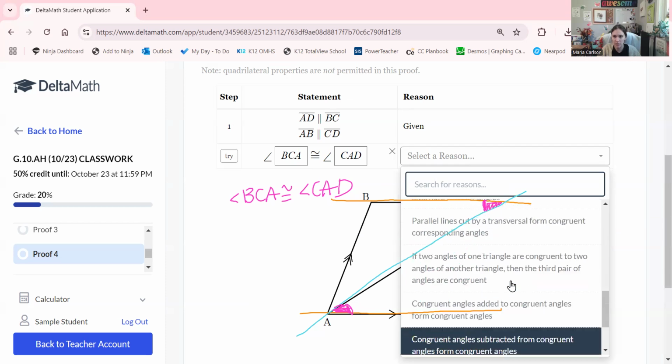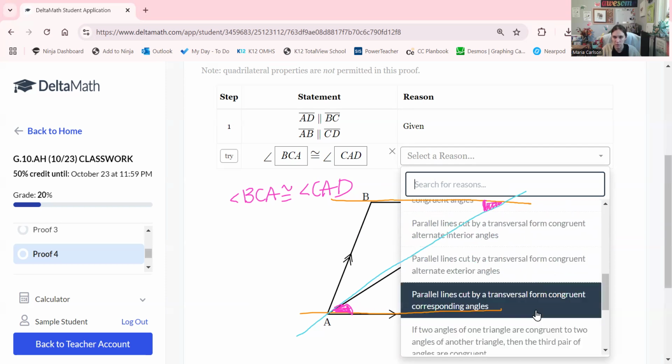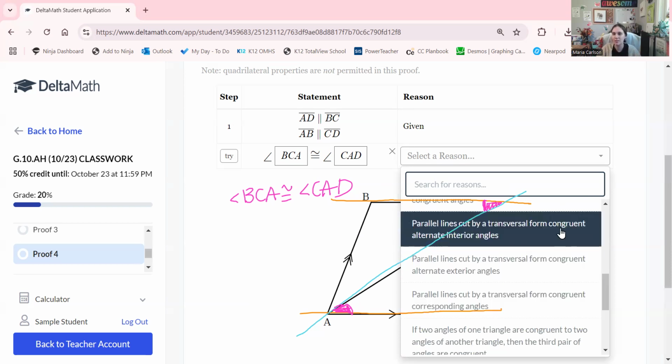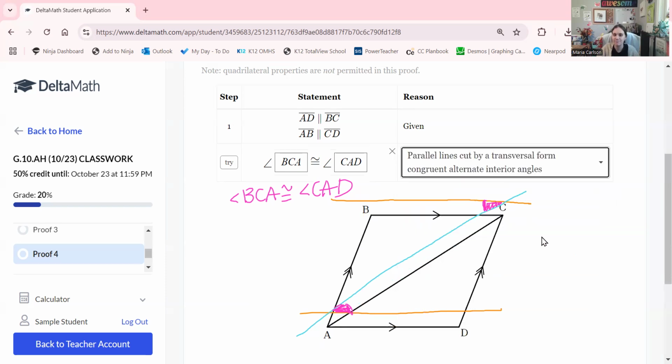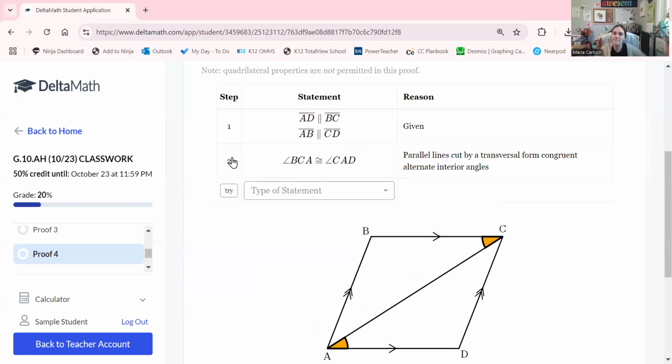I wonder if I can say... Oh, maybe that isn't what we want. Oh, it is the one I want. I just didn't read it right. Parallel lines cut by a transversal form congruent alternate interior angles. I would write that as the alternate interior angle theorem. That's a lot easier to me, but y'all might disagree. Let's see if it's right.